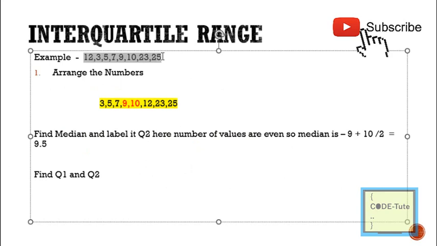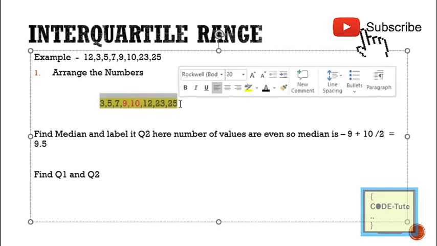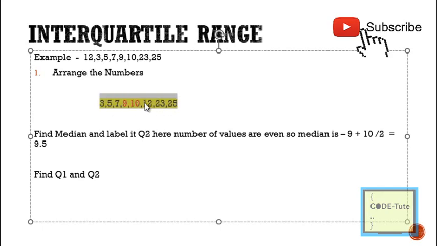So I have taken these numbers. Step 1 is arrange the numbers. So I have arranged the numbers now. Now these are even in count. All our numbers are 3, 5, 7, 9, 10, 12, 23 and 25. Okay, so in all there are 1, 2, 3, 4, 5, 6, 7, 8 numbers. So even, right? So the number of observations is even.